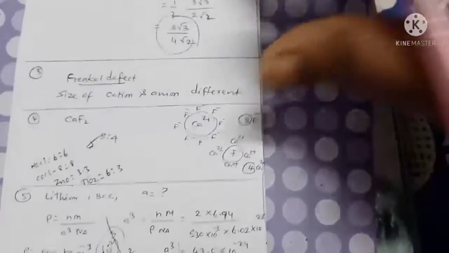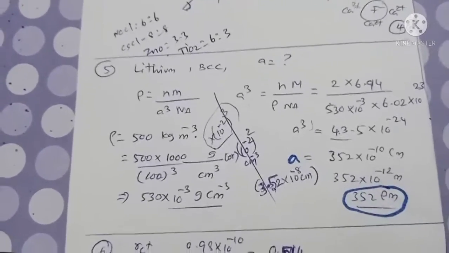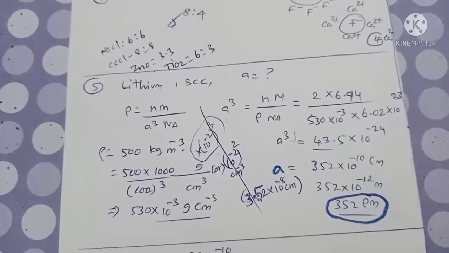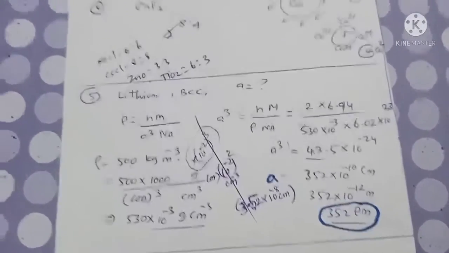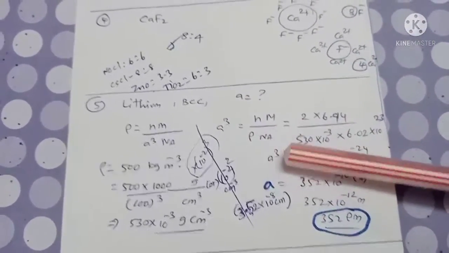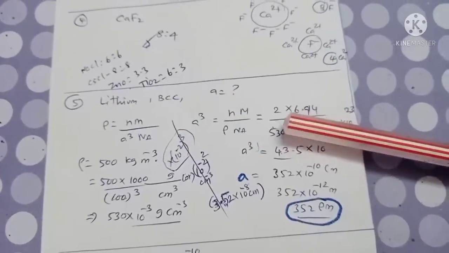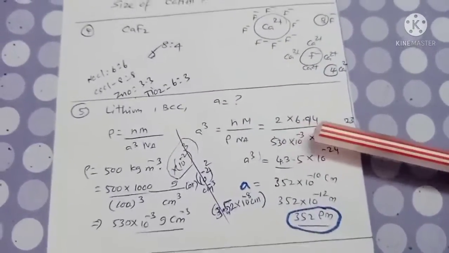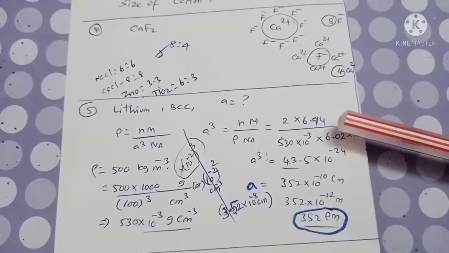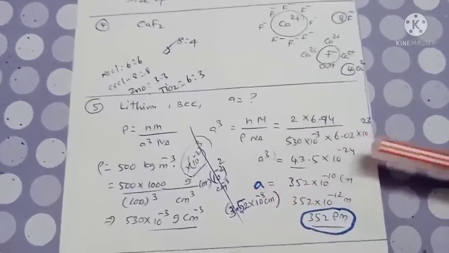This is based on the density formula. The density formula is rho equal to n into M divided by a cube into Na. I rearrange the formula so that I get a cube equal to nM divided by rho into Na. For a BCC lattice, the n value is 2, and the molar mass is given in the question as 6.94 gram per mole. So I substitute that value, and the denominator has Na, the Avogadro number.